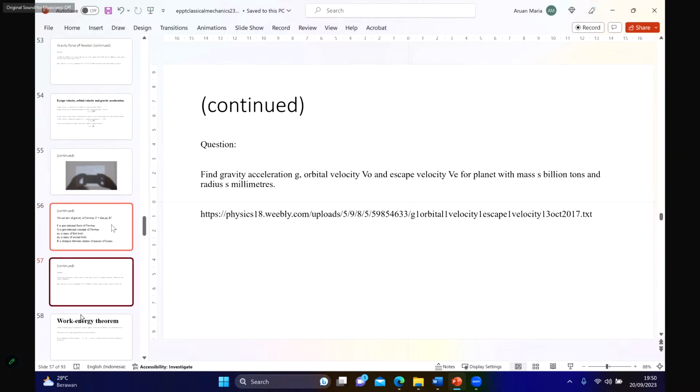Okay, slide 57 asks you to find gravity acceleration, orbital velocity, and escape velocity for a planet with mass S billion tons and radius S millimeters. Here S is your student number, which is approximately 22 million, right? Any questions?